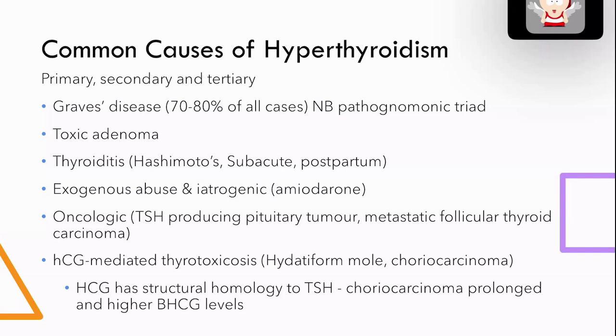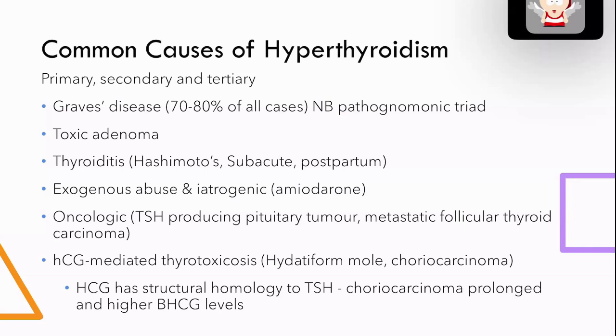And just a nice framework to think of most endocrine issues is our primary, secondary, and tertiary causes. So either at the level of the organ itself, so at the thyroid level, at the pituitary level, or at the hypothalamus level. And then another way to break it down nicely is to think of infective, oncologic, inflammatory, etc.